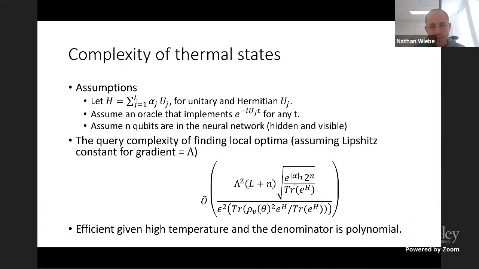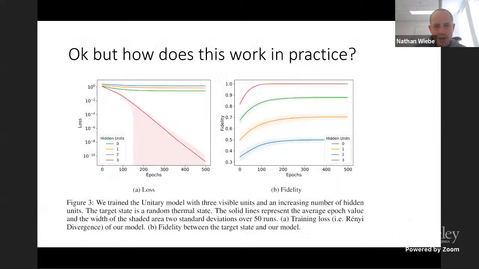And so this means that if we're looking at a high temperature Gibbs state, we can do this. But we can't do this in general. So that is basically the situation where we can carry this out. And it works extremely well in practice, though.